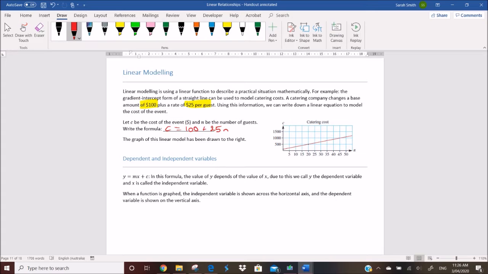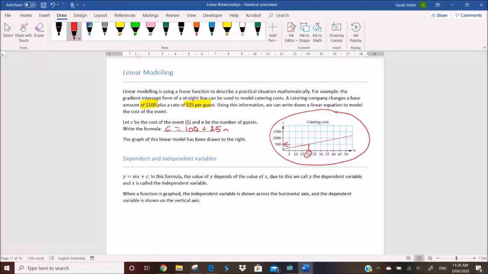So if we look over here, we can see this is the graph of that. So using the graph, we can see how much it's going to cost per the number of people. So if we had 20 people, for example, if we go up to here and then across to here, that tells us that that is going to cost us $500 in terms of our catering cost.